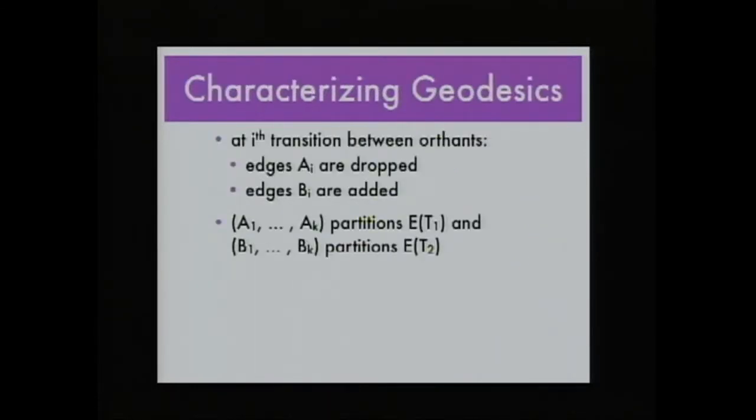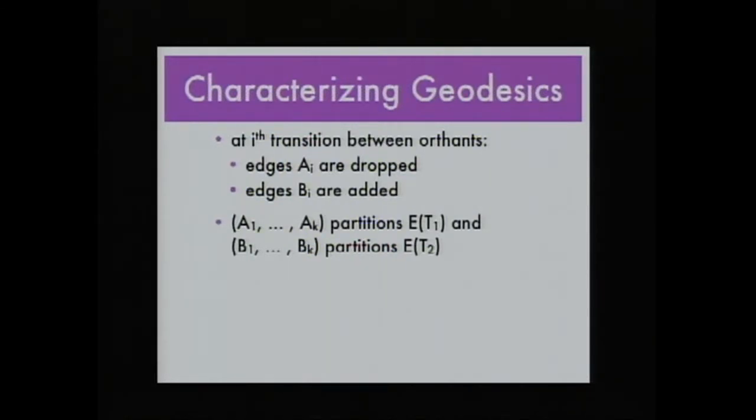So in terms of these path spaces, I can use them to characterize geodesics. Basically, the shortest path between two trees has to have three characteristics, and if it has exactly those characteristics, I know I've found the geodesic, my shortest path. And the algorithm is based off of this characterization. As I transition between two orthants, I'm dropping some set of edges, which I'm going to call A_i, and adding some set of edges called B_i. And what I'm going to do is get a characterization based on these partitions.